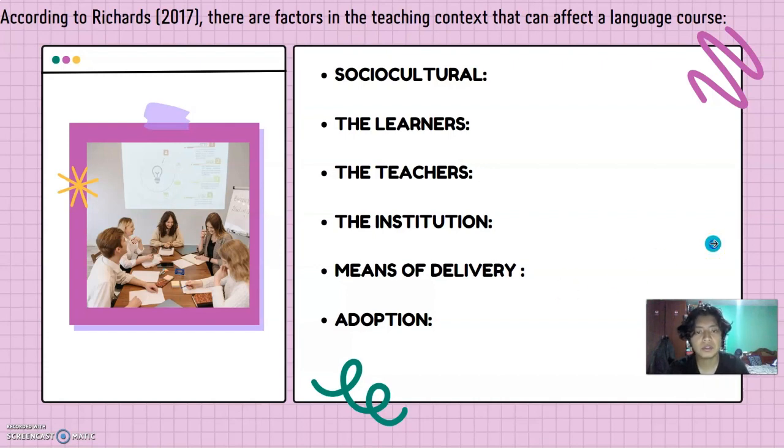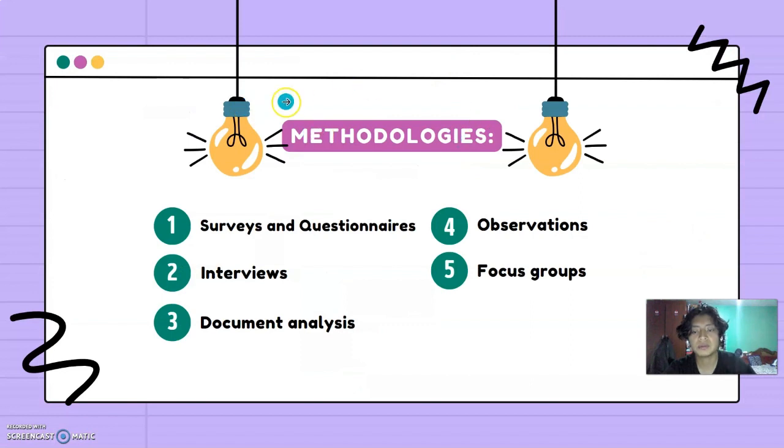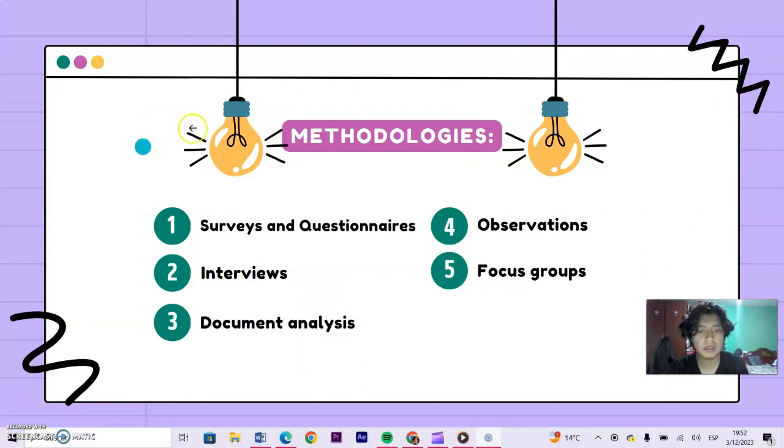Continuing, we have the methodologies. In the methodologies we have six points. Number 1, surveys and questionnaires. Here the idea is to distribute surveys or questionnaires to potential students, employers, or relevant stakeholders to gather information about their language needs, communication challenges, and specific language skills required in their academic or professional context.